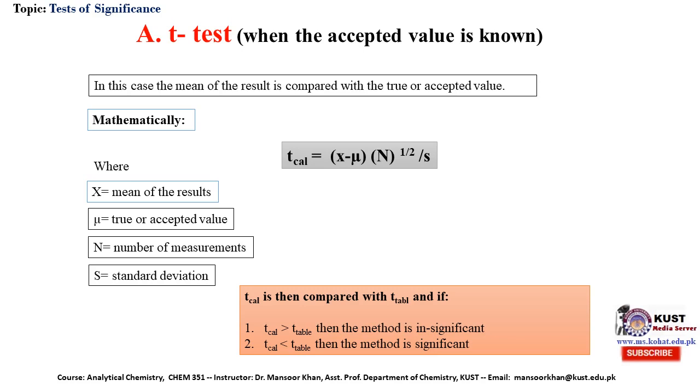Number 1, if t calculated is greater than t tabulated, then the method is insignificant. Number 2, if t calculated is less than t tabulated, then the method will be significant.